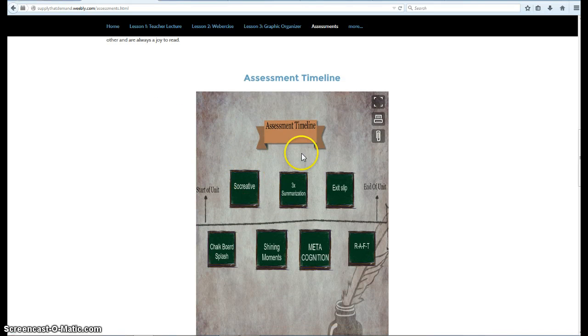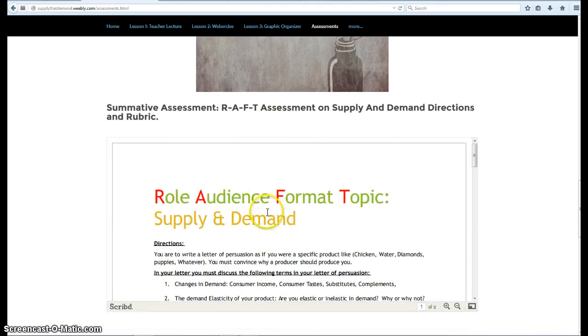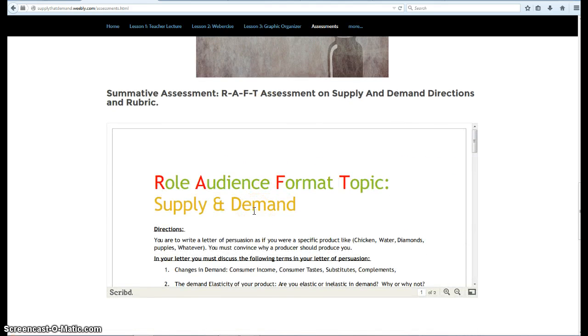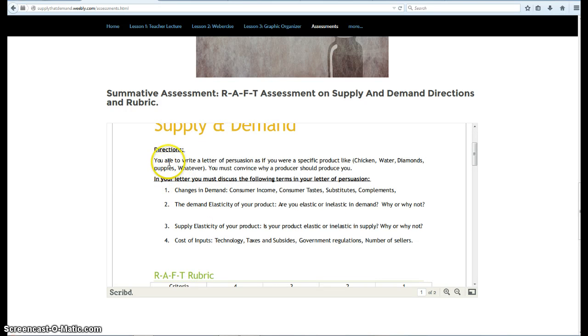And then this RAFT one, so let me go down to the RAFT one to give you a better example. This is my assessment timeline. It shows things that I do throughout the unit. This RAFT one is about supply and demand. Now RAFT is an acronym for role, audience, format, and topic. What I like to do is provide them a written assignment. In this case, you are to write a letter of persuasion as if you were a specific product, like chicken, water, diamonds, puppies, whatever. You must convince why a producer should produce you.